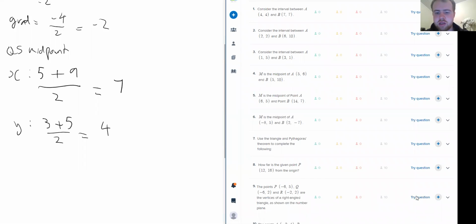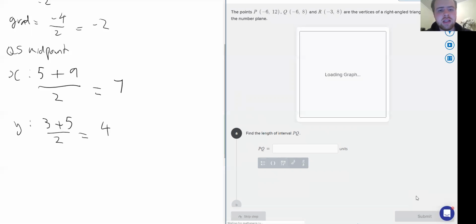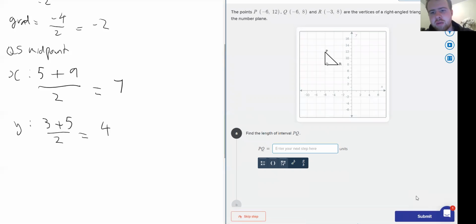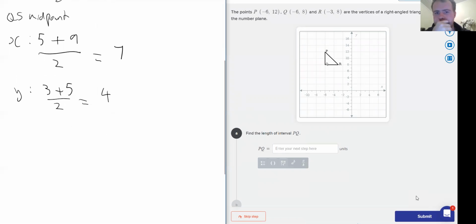Okay, let's do one more here. We're going to try this one where we've got to find the distance between 2 points. Now this one is a little less straightforward, but we should be able to do it. We have a triangle PQR, and we've got to find the length of PQ first. So PQ is the vertical one between P and Q. The great thing about P and Q is their X value is the same, so we just need to find the distance between their 2 Y values.